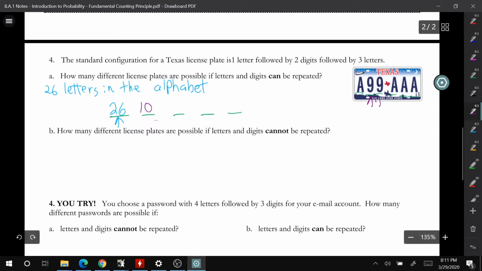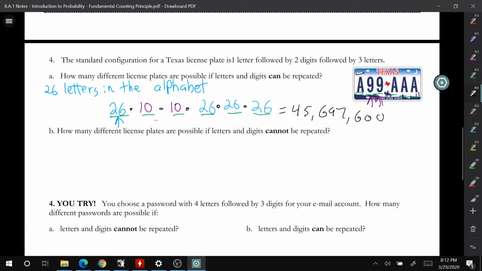All right, so then I have another digit, and then the last three are letters again. So 26, 26, 26. Then you would just multiply all of those. So we're going to multiply these in my calculator, and you get a honking big number. It is 45,697,600. So there are 45 million different license plates that we could have here.